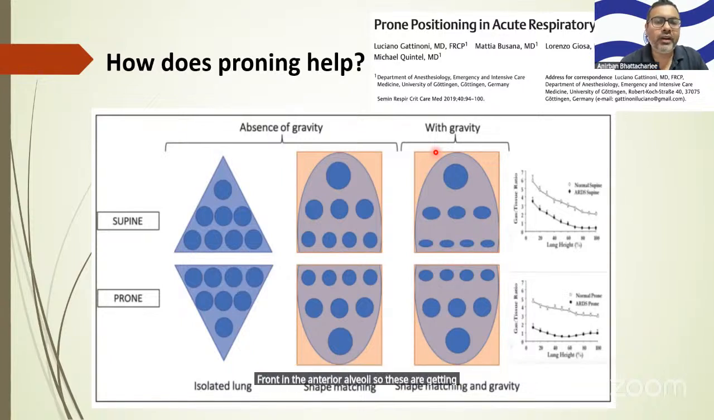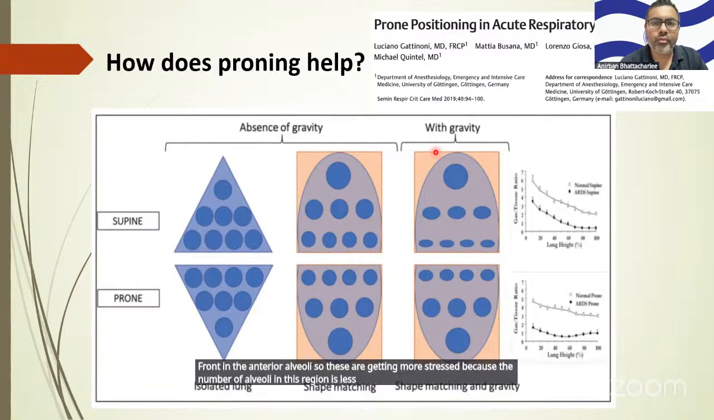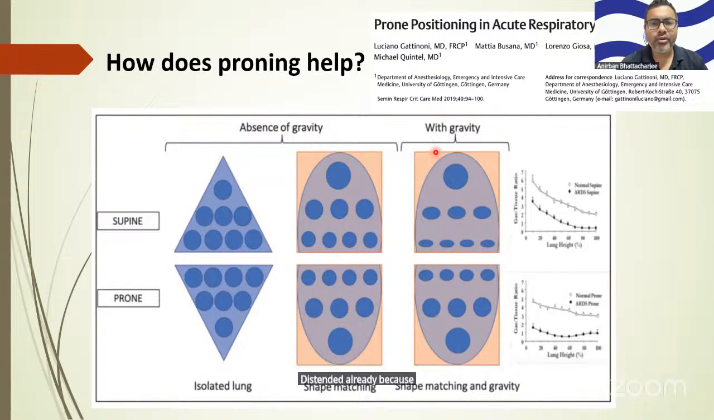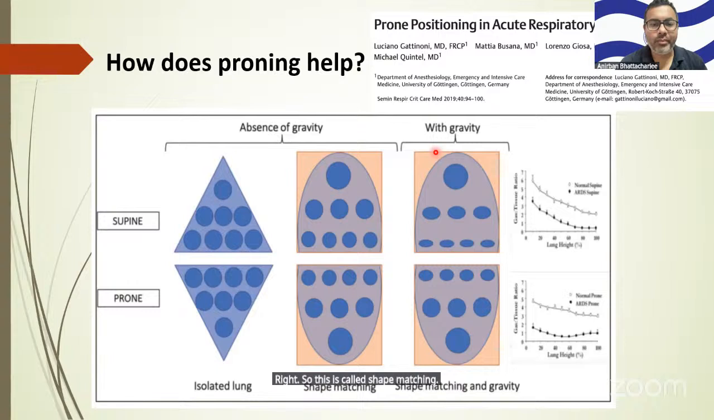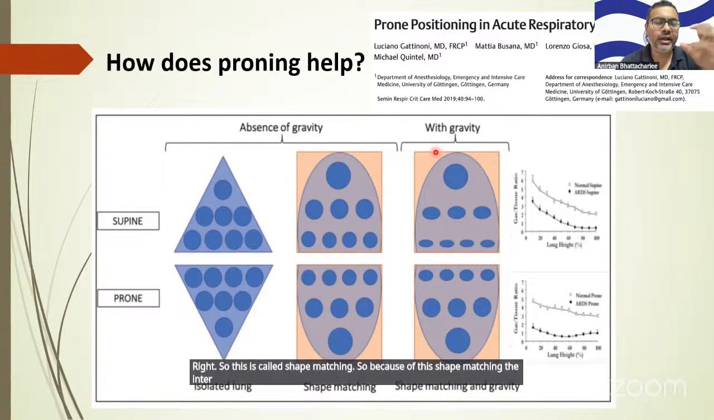the anterior alveoli are getting more stretched because the number of alveoli in this region is less to accommodate this entire space. Whereas there are more alveoli in the posterior lung segments. So they will be relatively less distended already, because there are many alveoli which are being accommodated in those areas, right? So this is called shape matching. Because of this shape matching, the anterior alveoli are bigger than the posterior alveoli.